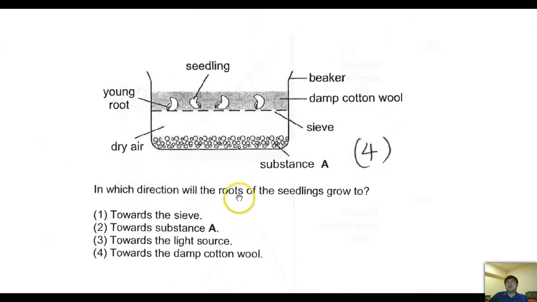Now, in which direction will the roots of the seedling grow? Will it grow downwards? Will it grow upwards? Or will it grow in the cotton wool area? Towards the sieve, does it want to go down to the hole here? Towards substance A, go all the way here? Towards the light source, upwards is obviously wrong. Towards the damp cotton wool. This is the answer, 4, where the water is. All right, roots always grow towards water, even if it is horizontal.